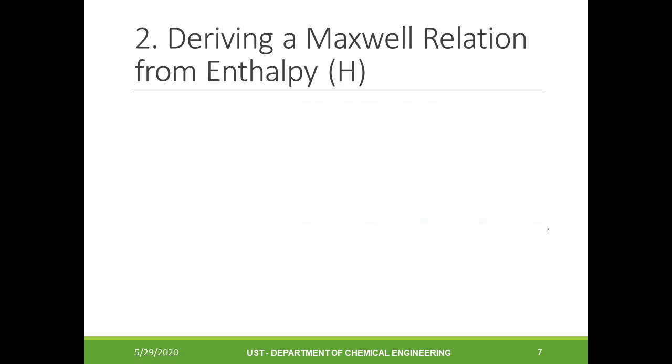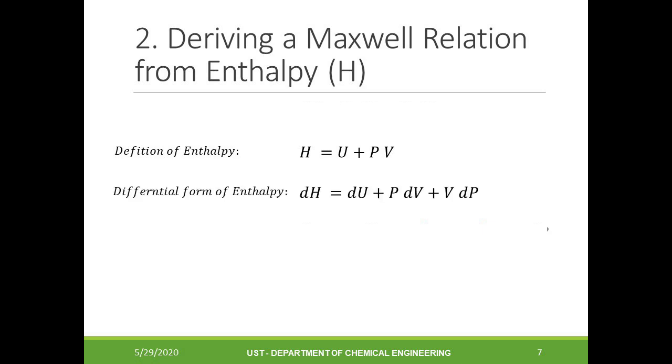Recall that enthalpy H is defined by this equation, which is just the internal energy U plus PV. Next, we have to define the differential of enthalpy, which is just going to be the change in the internal energy dU, and we have to apply the product rule for the PV term, which is P times the differential of the second term dV plus the second term V multiplied by the differential of the first term, or dP. Recall that the fundamental equation can be written as dU is equal to T dS minus P dV.